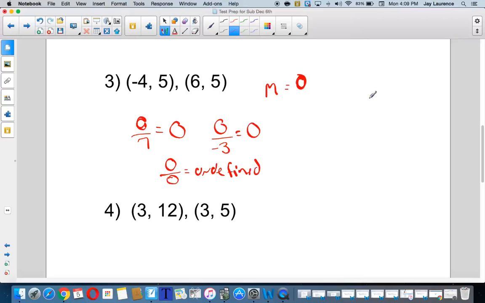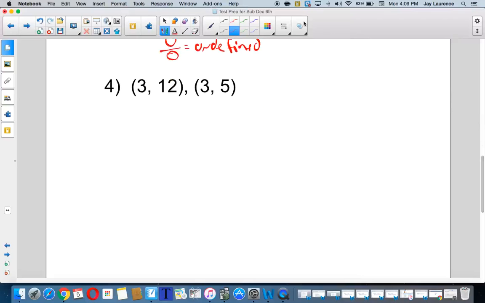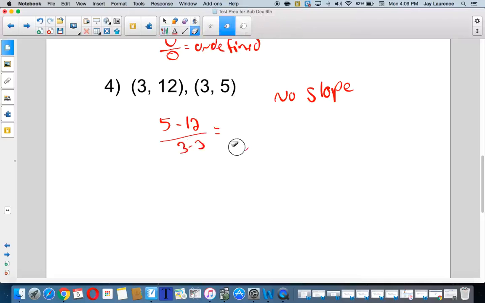All right, number 4, go ahead and pause the video. Figure out the slope. When you're ready, unpause the video. Number 4, we can say that there is no slope. Or you can tell me it's undefined. Either way. Why? Because you're going to do 5 minus 12 over 3 minus 3, and my run is going to be 0. Let's get a real 0 up there. There we go. And we're going to get negative 7. So that is an undefined slope, or you can tell me no slope.